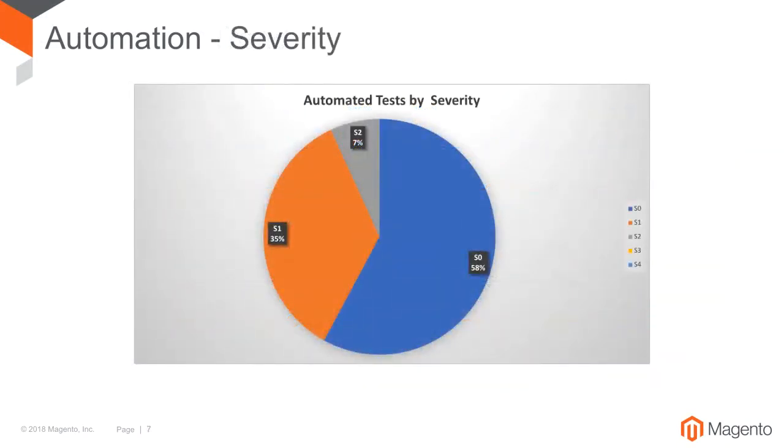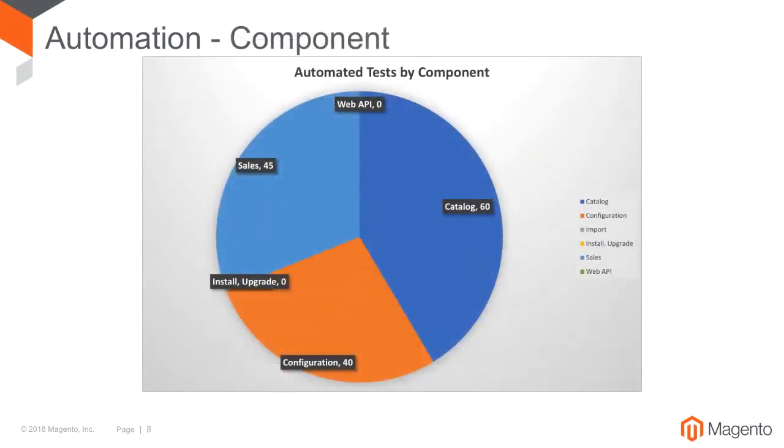They were S0, so that S0 percentage is increased. We want to keep them in roughly these percentages with more than half an S0, with some further S1 and S2 coverage where it directly comes off the back of S0 tests, obviously focusing our effort there. And as you can see, sales and catalog are the main focus. There's not a lot more automation for configuration. Install, upgrade, web API are not really MFTF focus. Sales numbers coming up with these MFTF automation.